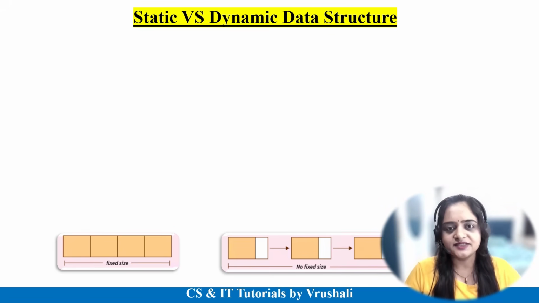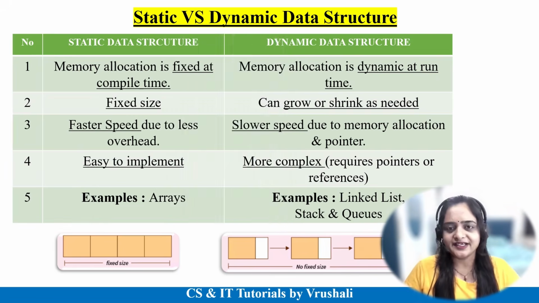The next difference is between static versus dynamic data structure. As the name suggests, static means fixed size of data, and dynamic means variable size of data. You can add as much information as you want in a particular data structure. The best example of static data structure is array. Array always has a fixed size. You can't shrink or grow the size of the array.